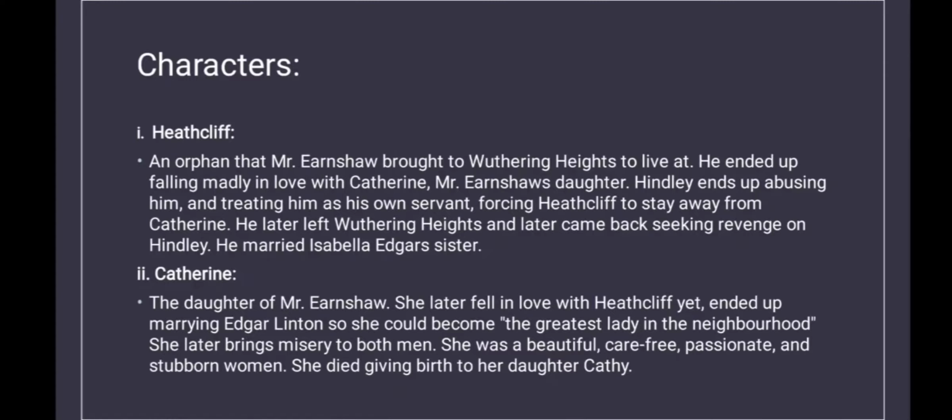And then the second is Catherine, the daughter of Mr. Earnshaw. She later fell in love with Heathcliff yet ended up marrying Edgar Linton so she could become the greatest lady in the neighborhood. She later brings misery to both men. She was a beautiful, carefree, passionate, and stubborn woman. She died giving birth to her daughter Cathy.